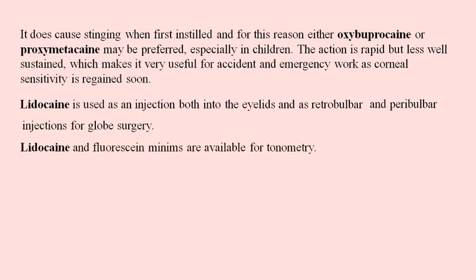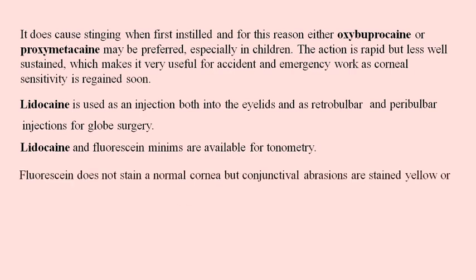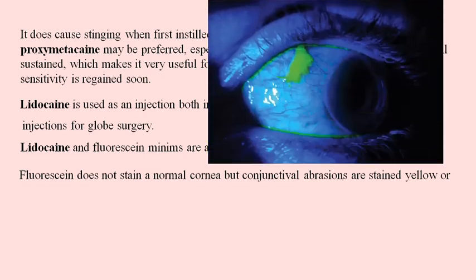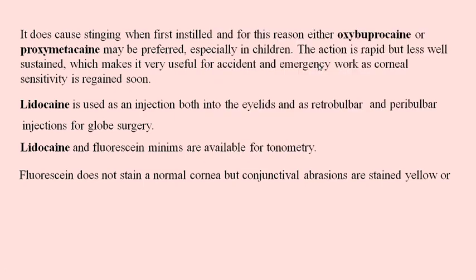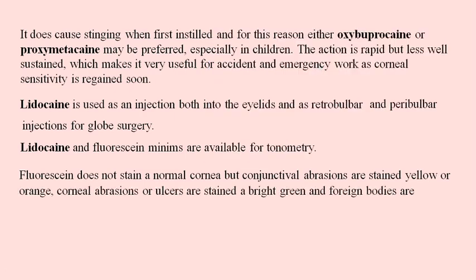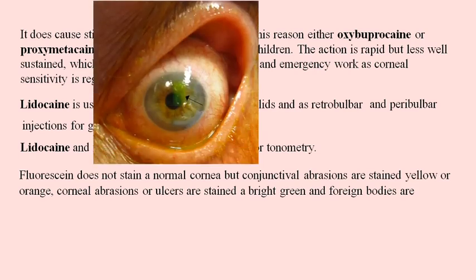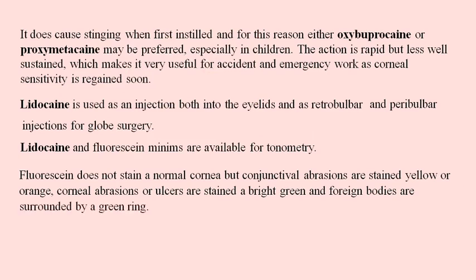Lidocaine and fluorescein together are available for tonometry. What is fluorescein? Fluorescein does not stain a normal cornea, but conjunctival abrasions are stained yellow. Here you can see these conjunctival abrasions stained yellow or orange, and corneal abrasions or ulcers are stained bright green. You can see here these corneal abrasions stained bright green, and foreign bodies are surrounded by a green ring.